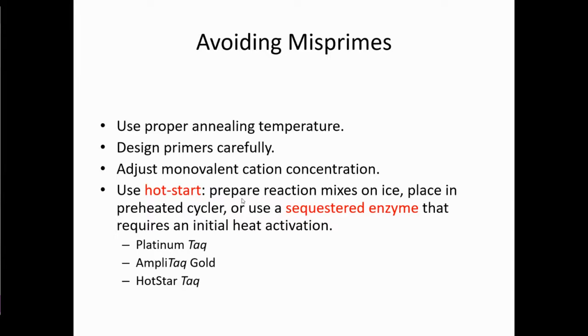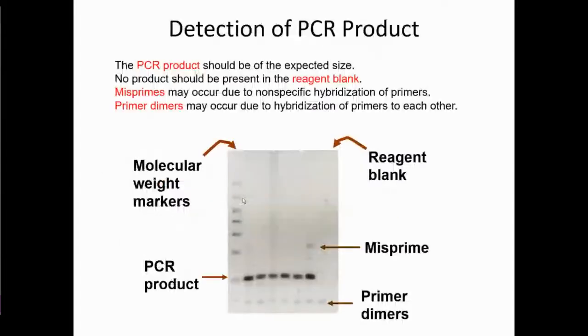And then to avoid the misprime. For example, here you will see this extra band. This is the correct PCR product, and then you can see this extra band, right? This extra band can be the misprime, right? And in the bottom here, that's a primer dimer. But this extra band here will be misprime. Okay, to avoid the misprime, there are several ways, because misprime occurs due to non-specific hybridization of primer.